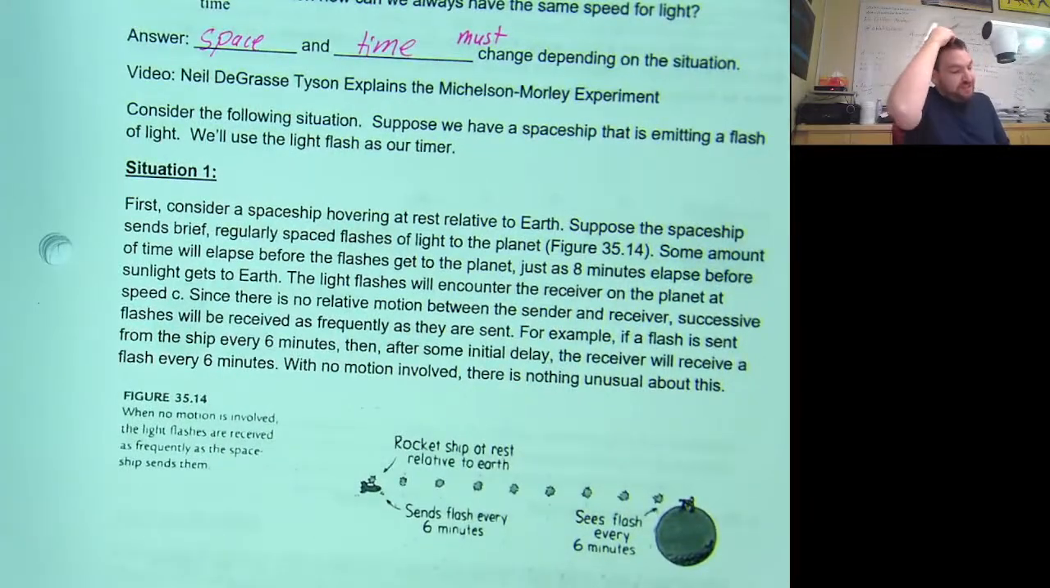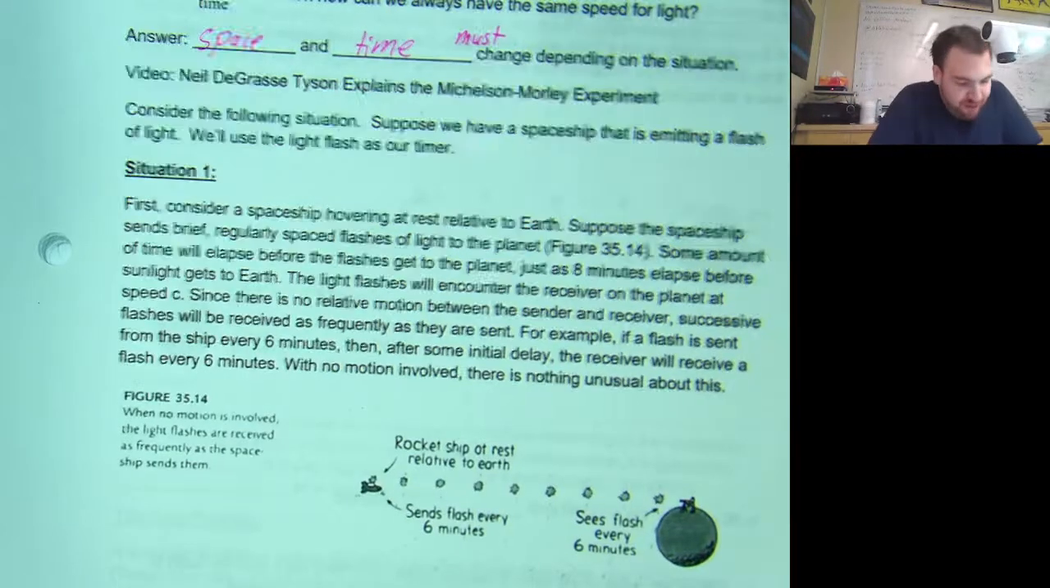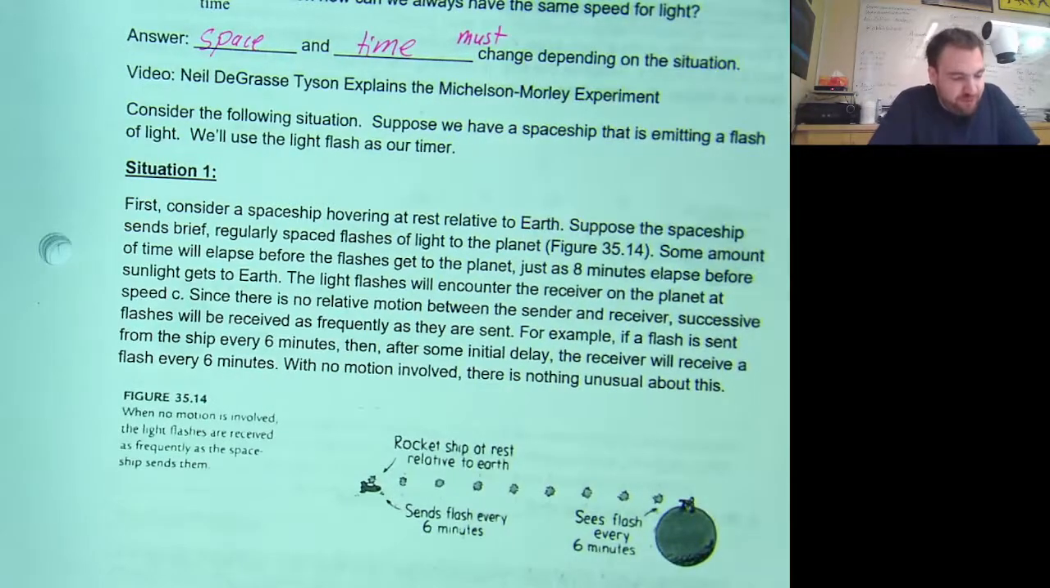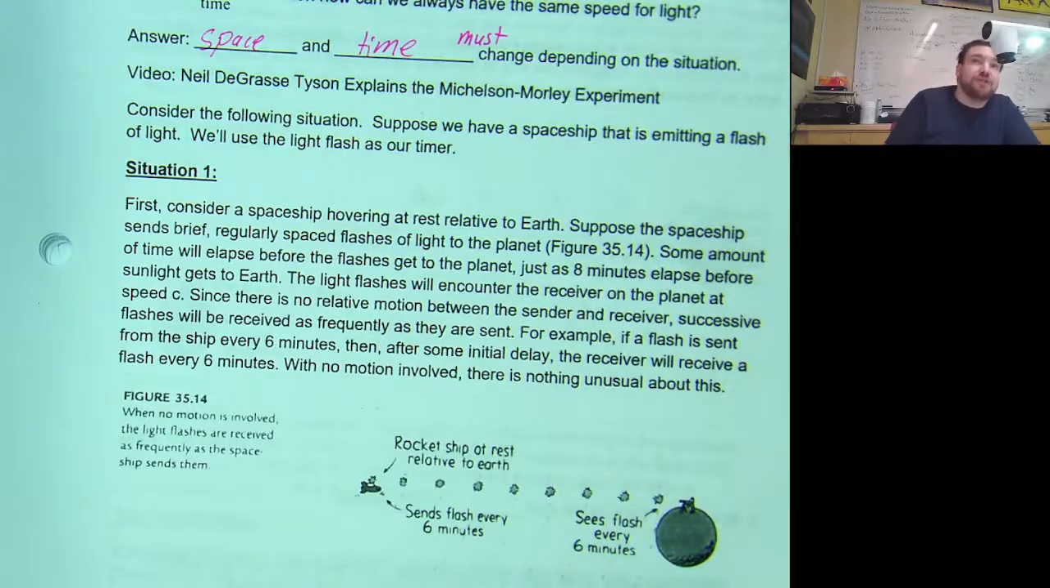So, consider these situations. We've got situation one. A spaceship hovering at rest. Sorry, it's not moving. It's hovering at rest relative to Earth. Suppose the spaceship sends brief, regularly spaced flashes of light to the planet, seen in this picture here.